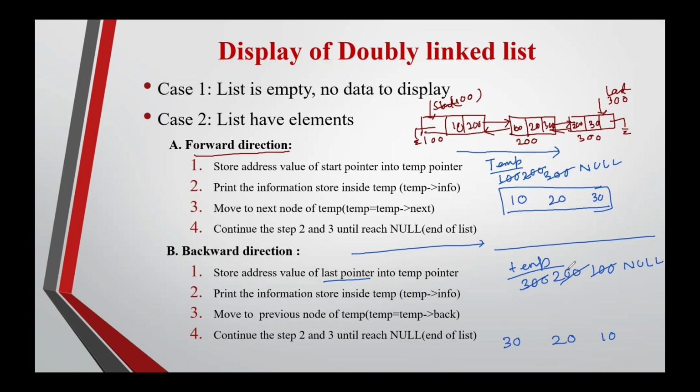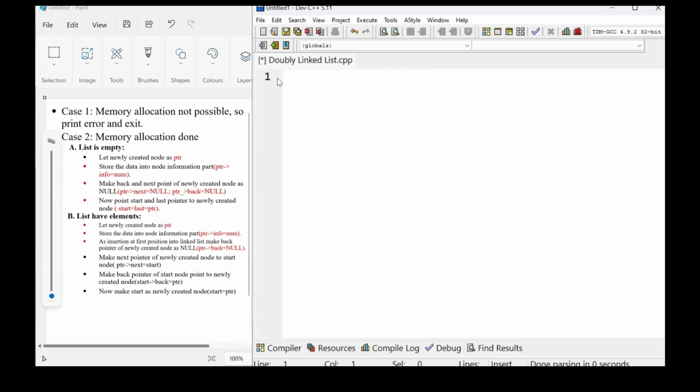So now if we traverse the backward direction, what is the value? 30, 20, 10. So this is the way we can print the double linked list. So let's start the implementation with the C language. Now we have to implement our algorithm for insert into the first position as well as the display.